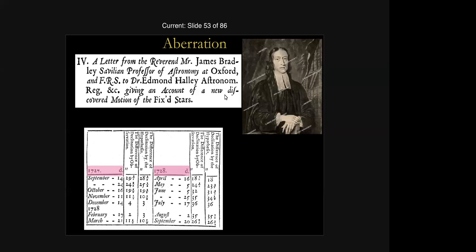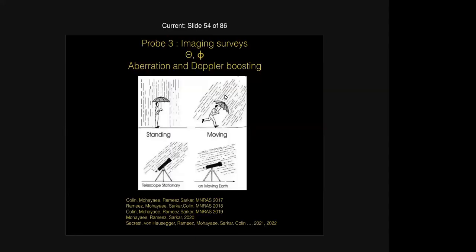And Bradley realized that actually, it seems like the position of the star doesn't depend on the position of the observer. It doesn't matter if we are looking at the fixed star in June or in July. It seems like the position of that star depends on the velocity of the observer. So in trying to find parallax, he actually discovered aberration. So aberration is due to the motion of the observer.